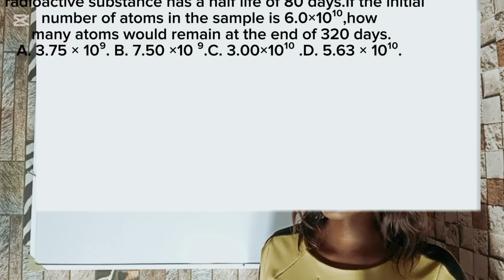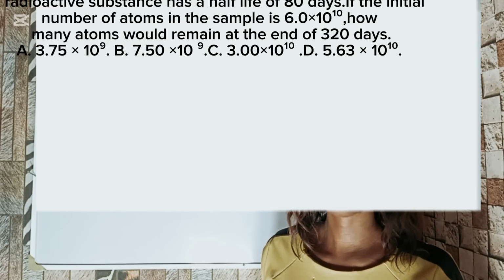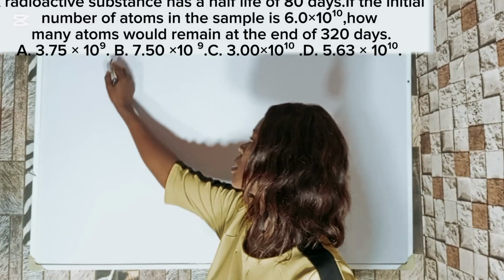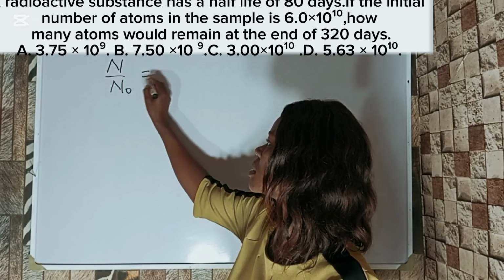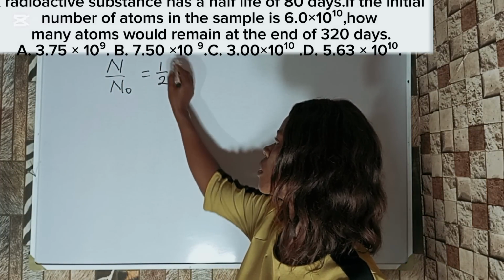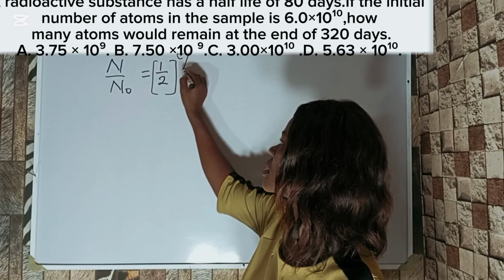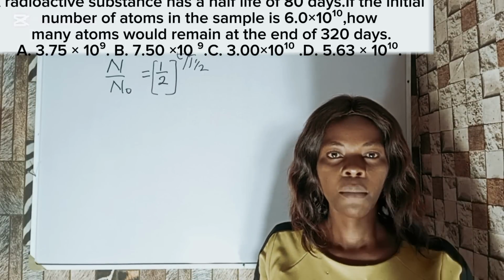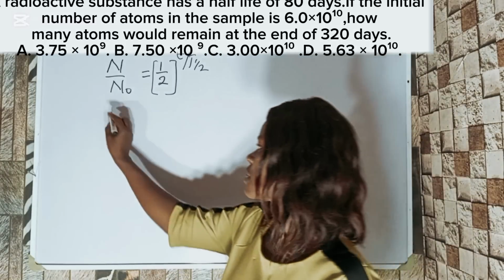For us to be able to solve this, we must understand the relationship connecting the half-life and the number of atoms. And that relationship is N over N naught is equal to 1 over 2 bracket T over half-life, right? But in this question, they give us the half-life to be 80 days. So this is my half-life.